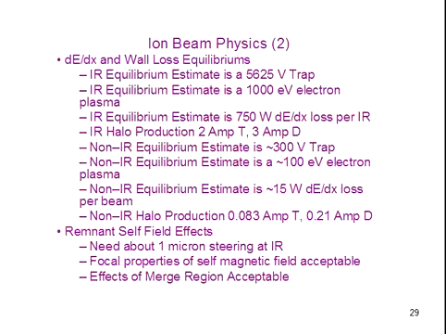Moving on to other aspects of the ion beam physics study, it's important to note that remnant self-field effects have been looked at as well. These fields in the interaction region imply that we need about a 1 micron steering accuracy at the interaction region so that the oncoming beams do not steer each other off into the walls deleteriously. The focal properties of the self-magnetic field are acceptable throughout the system, and the merge region has also been looked at to see if the fields from the beams as they merge adversely affect each other. It has been determined that those effects are acceptable.